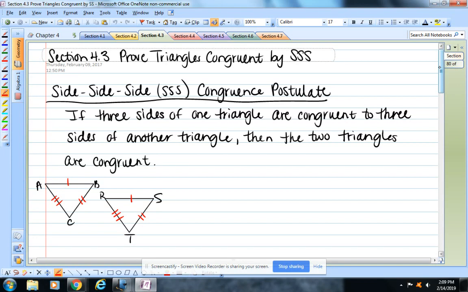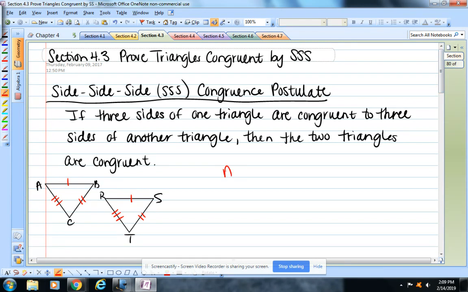It says if three sides of one triangle are congruent to three sides of a second triangle, then the two triangles are congruent. So if we have each and every side is congruent to a side in another triangle, then I can say those triangles are congruent. Now remember, we show congruent sides by the tick marks, right? Sides that have the same amount of tick marks are the same measure as the other one that matches it on the other triangle.